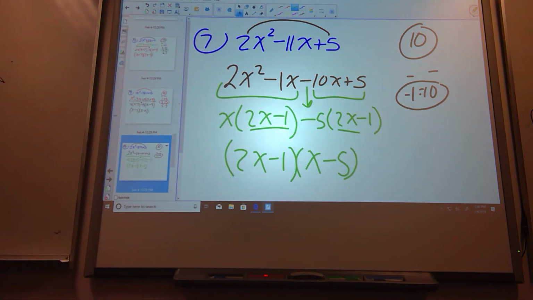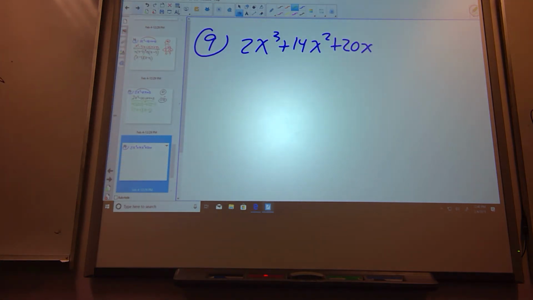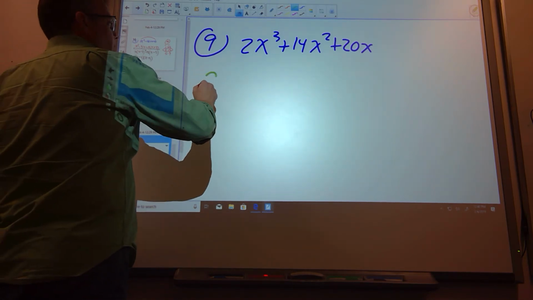Last one? Or 2 more? 2 more. Okay, this one has a greatest common factor. How do I know? This one has the greatest common factor. That is a letter and also a number. How do I know? Because they all go into 2. Yeah, so 2 goes into all of them, so I can factor a 2 out of all 3 of them.